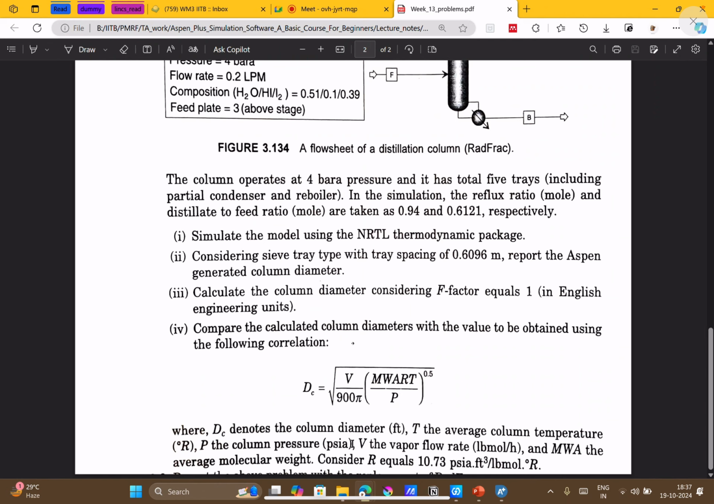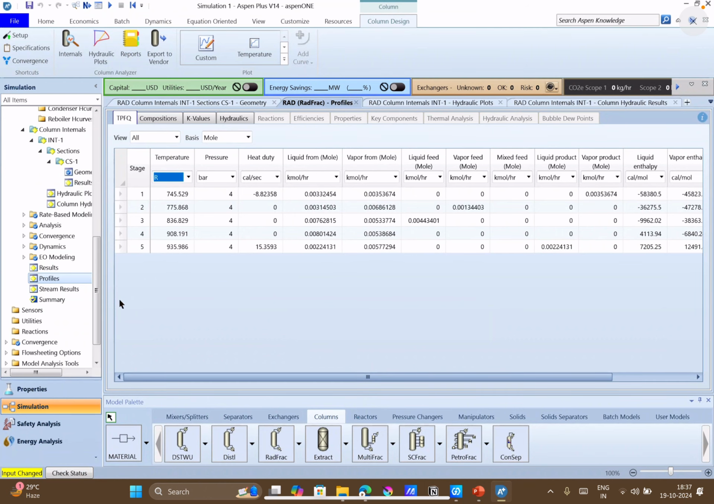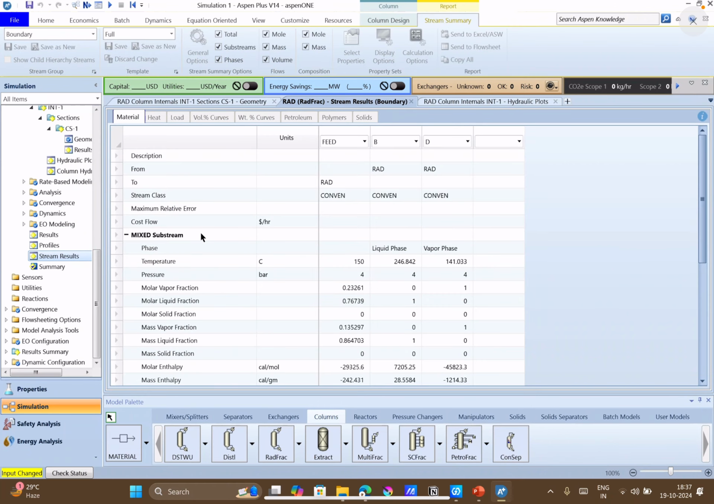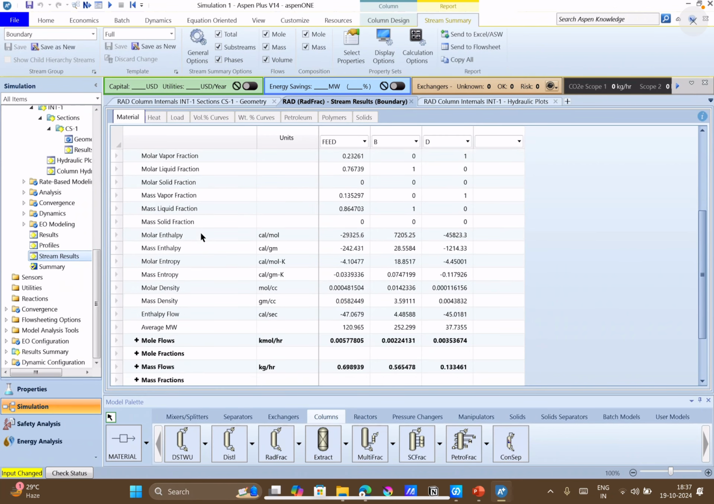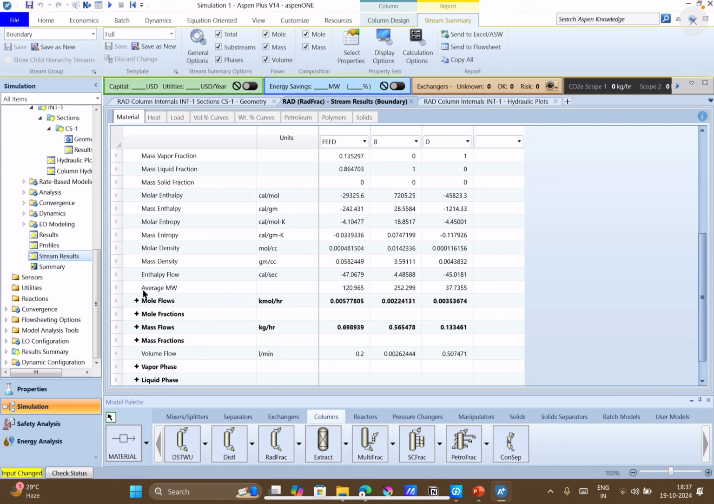But here you have to put it in psi. So be careful about that. And then the vapor flow rate, the distillate flow rate, you will put in, and the average molecular weight. So we know all 3 components. In our stream results, the molar densities and average molecular weight are given. Okay, so this will be your average molecular weight.